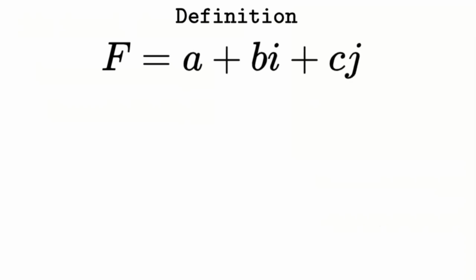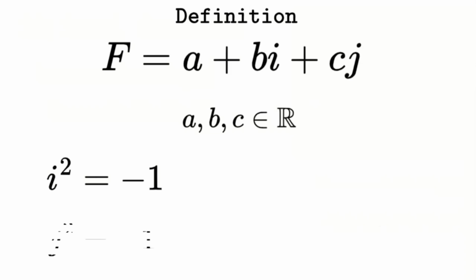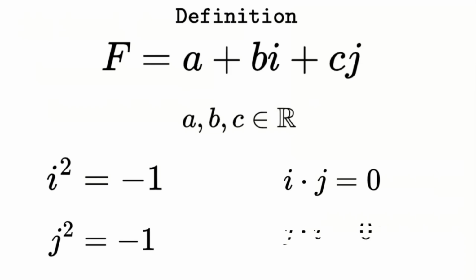Definition. Let's define what we're working with. A 3D dual number is written as f equals a plus b times i plus c times j. Here, a, b, and c are real numbers. The rules are i squared is -1, j squared is also -1, but the product i times j and j times i is 0. In other words, i and j act like imaginary units on their own, but together they cancel each other out. Here's the full multiplication table for the basis 1, i, j.